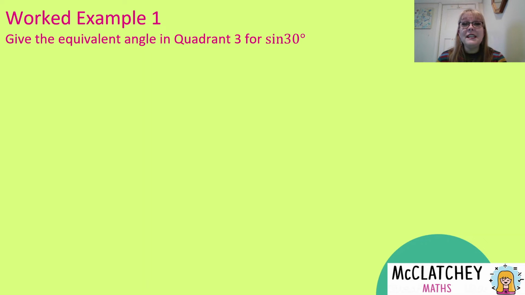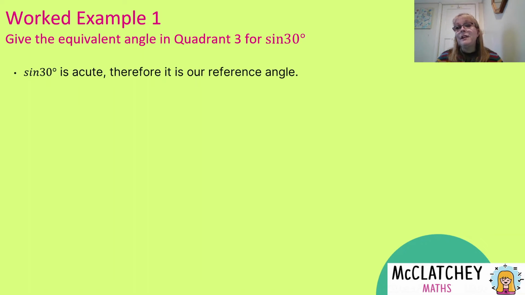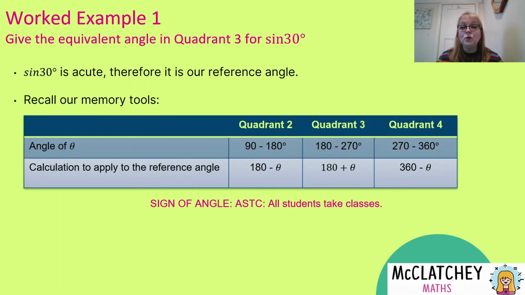Sine 30 degrees is our reference angle. We want to find whatever angle falls into quadrant 3. So let's look at the different pieces of information that we had to memorize, our memory tools. We've got All Students Take Classes. That'll tell us what sign the angle is going to be, and how to calculate the equivalent angle is going to be from this table here.